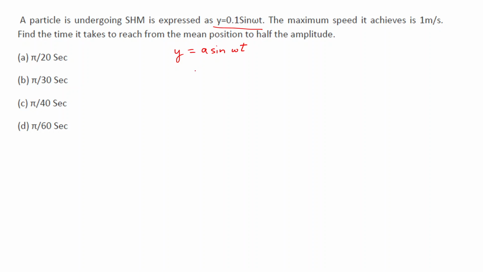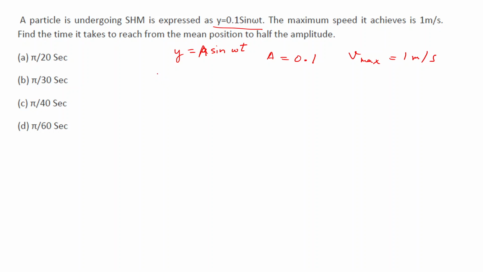Comparing with this, oh no, this will confuse with acceleration, so I'll use capital A for amplitude. It shows that the value of amplitude is 0.1. The maximum speed it achieves, V maximum, is 1 meter per second. Find the time it takes to reach from the mean position to half the amplitude.